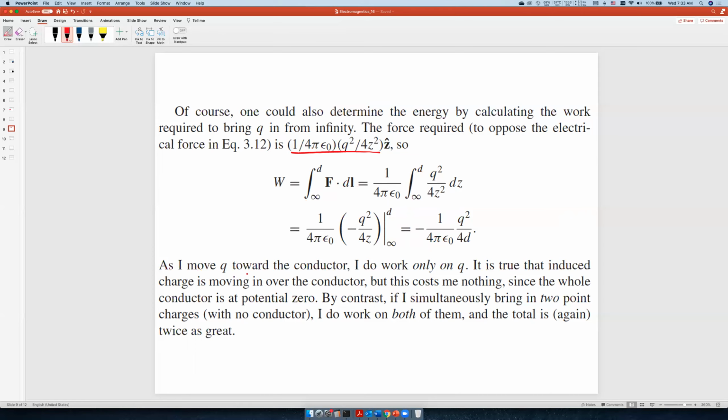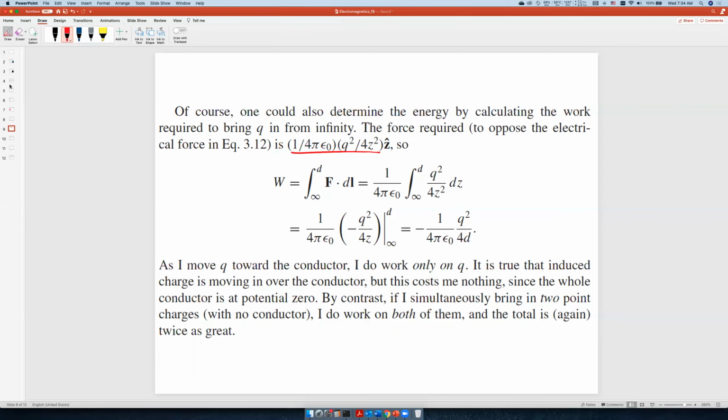As we move q toward the conductor, we do work only on q. It's true that induced charge is moving in over the conductor, but this costs nothing since the whole conductor is at zero potential. By contrast, if we simultaneously bring two point charges with no conductors, then we have to do work on both of them, and the total is twice as great. Okay, so that's the work.